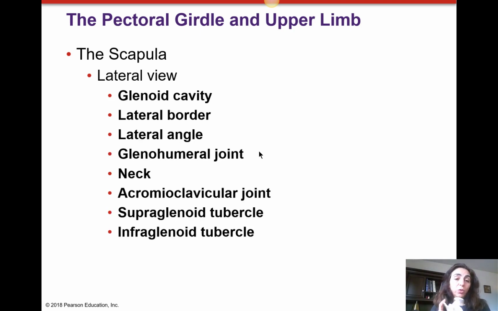So we talked about this in the lateral view: we have the glenoid cavity, we have the lateral border, also the lateral angle here, and the glenohumeral joint, the joint that is going to be made here. We have the neck right here, this part. We have the acromioclavicular joint as I showed you, and we have the supraglenoid tubercle, this part that acts like a tubercle, superior to the glenoid, and one inferior to the glenoid, the infraglenoid tubercle.